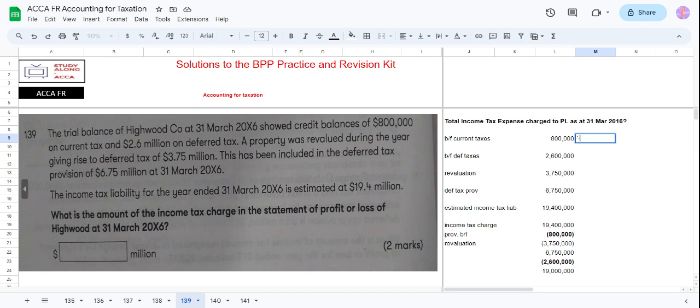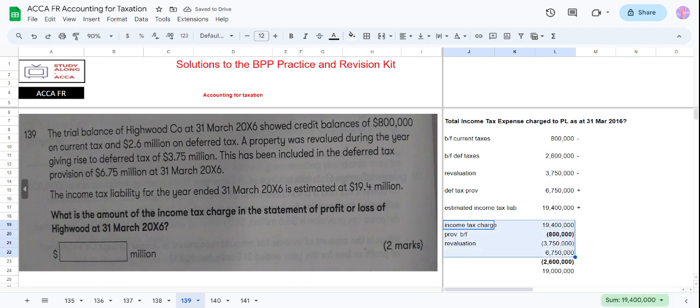So this will be a negative adjustment. This will also be a negative adjustment. Both are coming from the prior year. Then this revaluation is also a negative adjustment. Then the deferred tax provision, which is estimated for the current year, should be a plus. Then we have this estimated income tax liability, it should also be a plus.